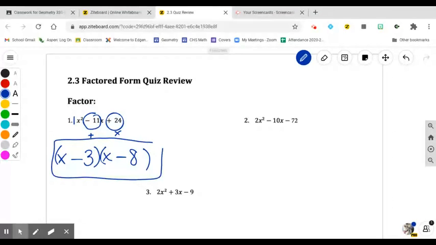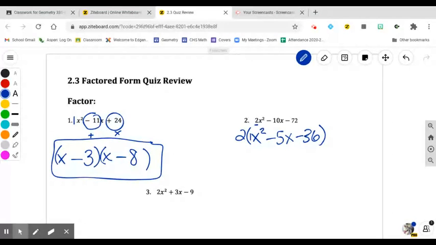That is our answer. Okay, let's take a look at the next one, number 2. In number 2, our a is bigger than 1. Typically you would have to do box or grouping for something like this. However, hopefully you notice that there's a GCF of 2 here that we could take out. So you'd first want to take out a 2. 2 times what gives us 2x squared, x squared. 2 times what gives us negative 10. 2 times what gives us negative 72. So you're basically just dividing everything by 2.